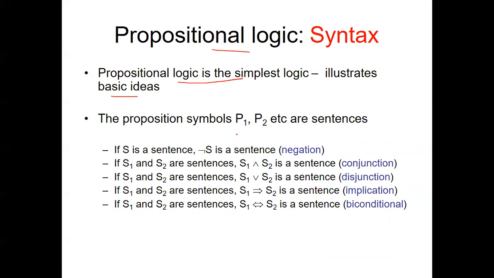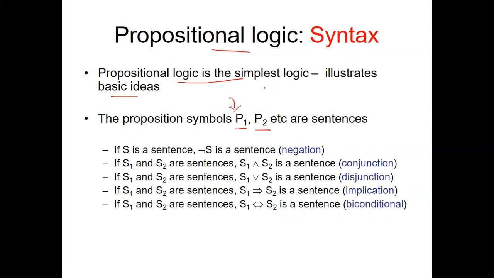For example, here we use p1, p2, such propositional symbols to represent sentences. It need not be p1, p2, it can be s1, s2, some variable we use to represent a sentence. And that sentence we call a proposition.